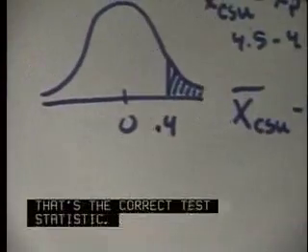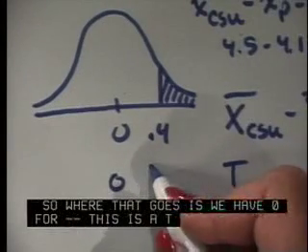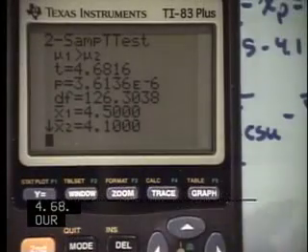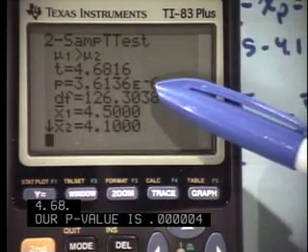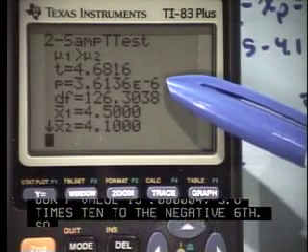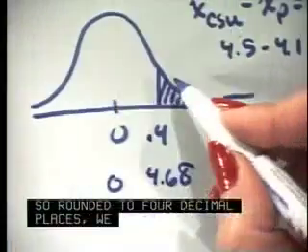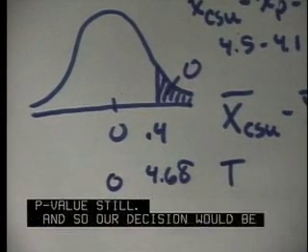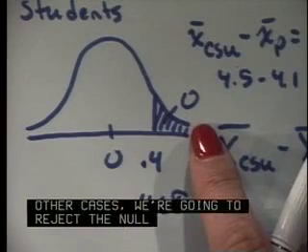So where that goes is we have 0 for, this is a t test statistic, and we would have 4.68. Our p-value is 0.000004, 3.6 times 10 to the negative 6th. So rounded to 4 decimal places, we have 0 for our p-value still. And so our decision would be, in this case, just like with the other cases, we're going to reject the null hypothesis. It's just like how we did it before.